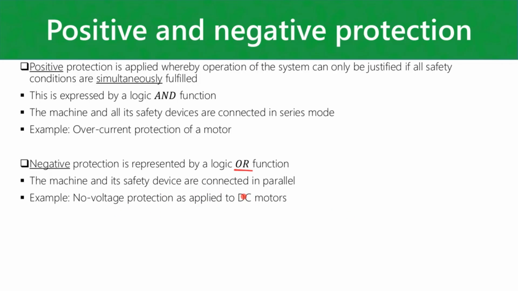Though I think this is not too good an example, because typically your no voltage protection on a DC motor usually operates a series connected device in turn. But if you bypass the no voltage protection, then well, you bypass the no voltage protection. It's a little bit difficult to bypass the overcurrent protection without issues. Well, you can, but you're going to burn your machine if you do that.